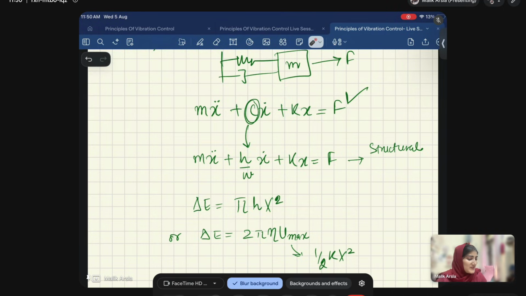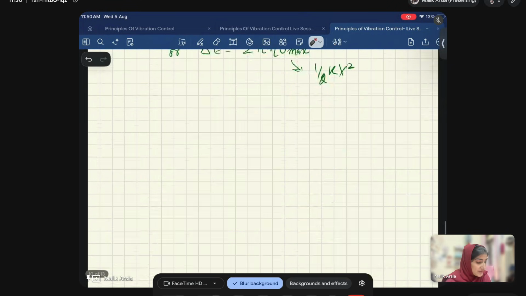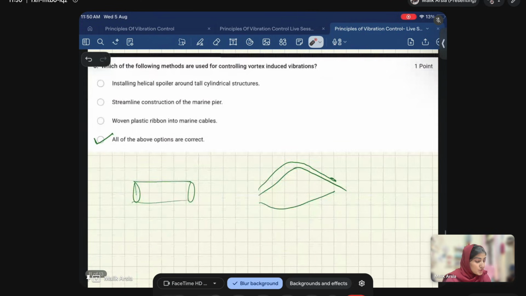So here you can see that this is not dependent upon the frequency, so the hysteretic damping is not dependent upon the frequency.